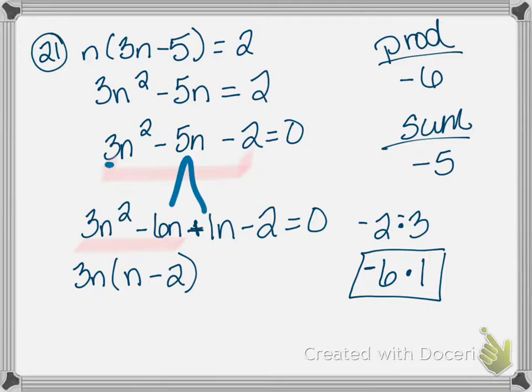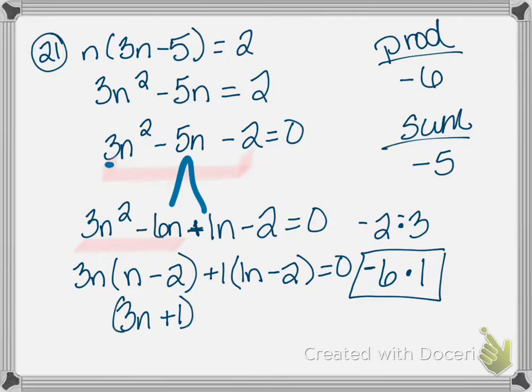Now, I can't take anything greater than 1 out. So I think a lot of times when students see this and they're like, I can't factor anything out, they want to put a 0 there. But you don't put a 0, you put a 1, because 1 times 1n gives me 1n, and 1 times negative 2 gives me negative 2. Okay, so you have to be careful with that. When you don't think that you can take anything out, you're actually taking out a 1. So my two factors are 3n plus 1 and 1n minus 2, and you don't have to have that 1 there.